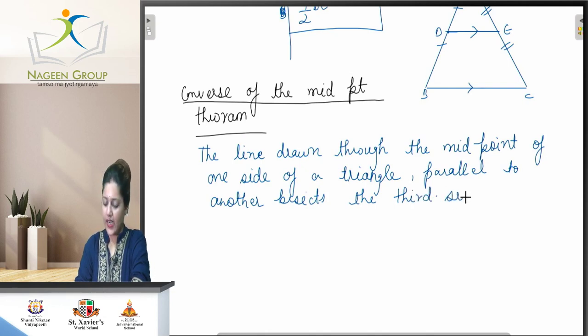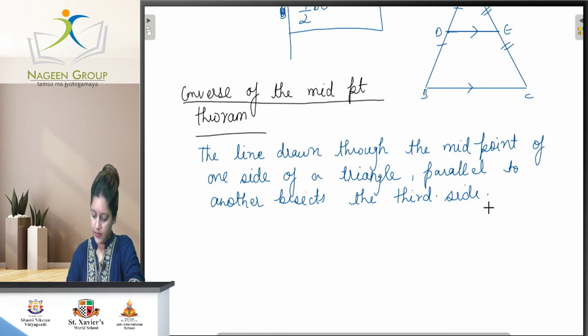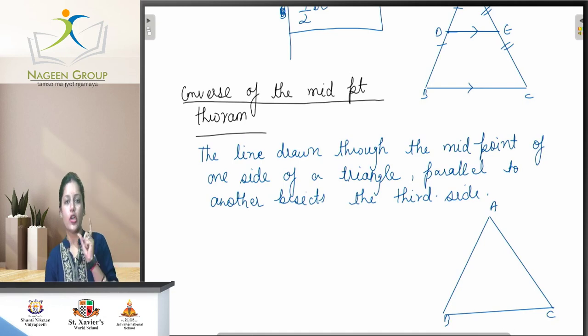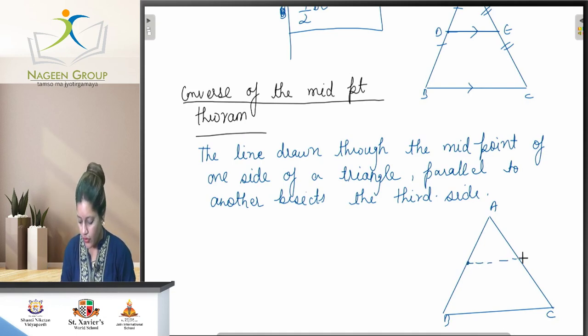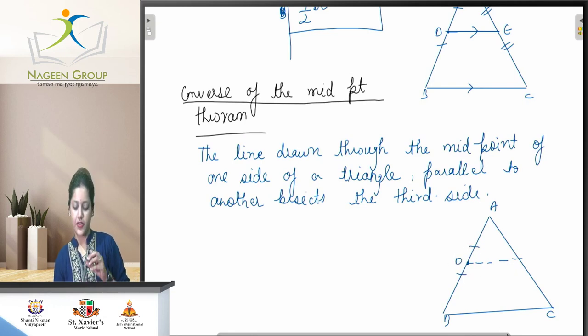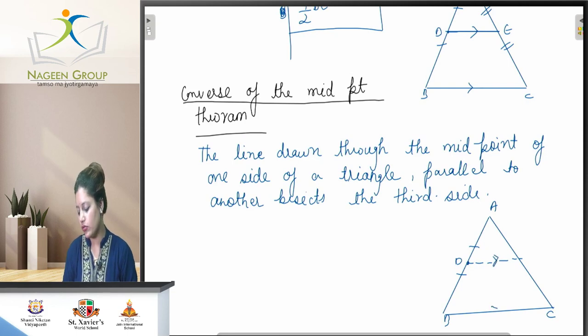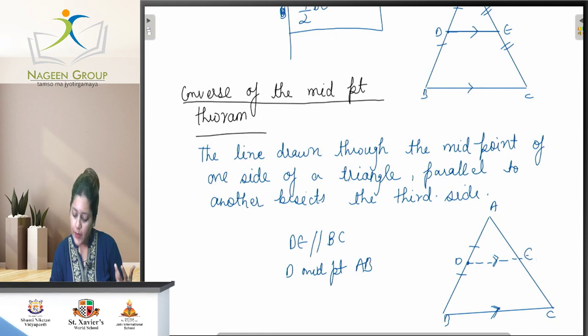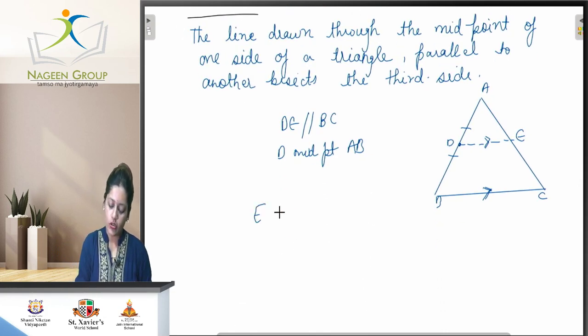Here it is given that if a triangle ABC is made, and a line is drawn through the midpoint D of one side AB, parallel to the other side, that is DE is parallel to BC and D is the midpoint of AB, then the converse of the midpoint theorem tells us that point E also bisects AC, so E is also a midpoint.